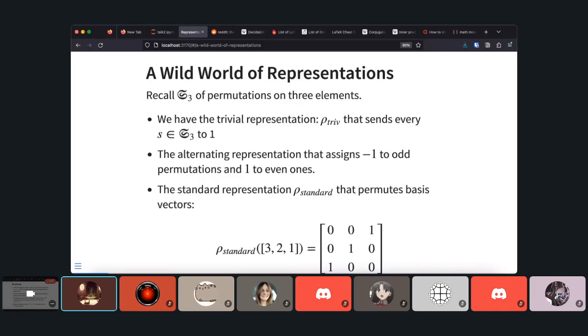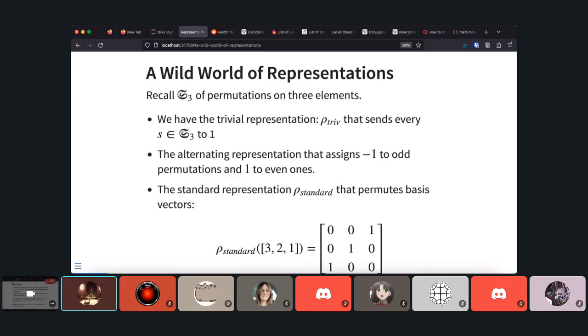So you can have the trivial representation, and it just maps everything to one, and then the symmetric group of permutations of three elements. All the symmetric groups also have another representation called the alternating representation that sends half of the elements to -1 and half to 1, and you can make a representation with that. And then there's the obvious one that is the standard representation, and you just permute the basis vectors.